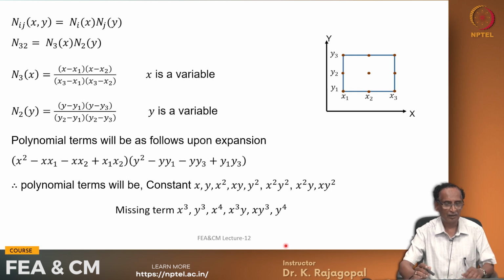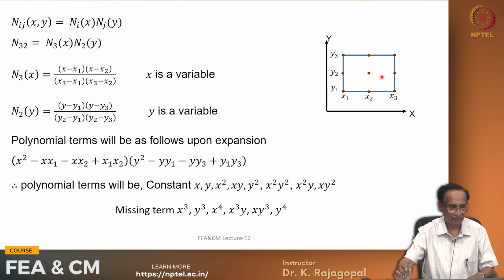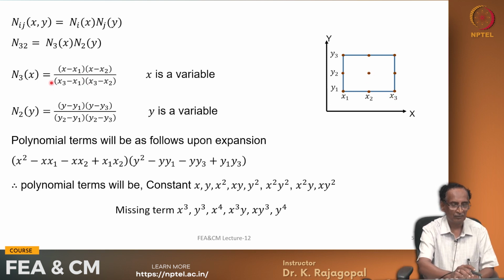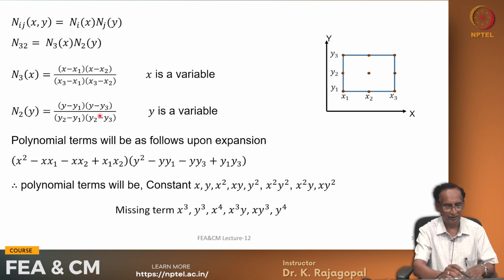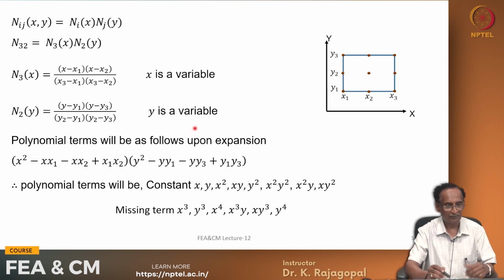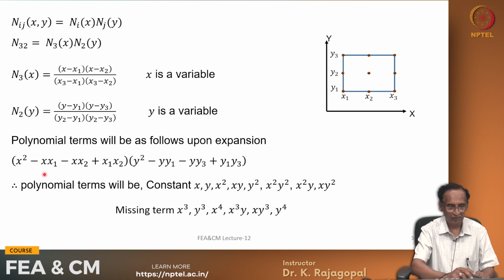So here, if you look at this 9 node Lagrange element, we have seen that in the x direction for node 3 the shape function is (x minus x1)(x minus x2) divided by (x3 minus x1)(x3 minus x2), where x is a variable, and then y is the variable in the n2 of y. And so for this particular node n32, the polynomial terms, if you expand and take the product, will be something like this.